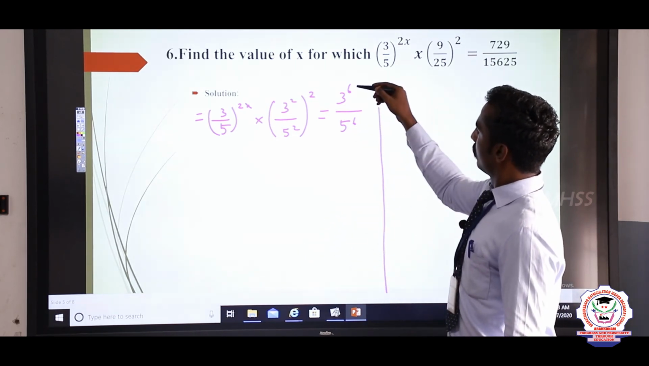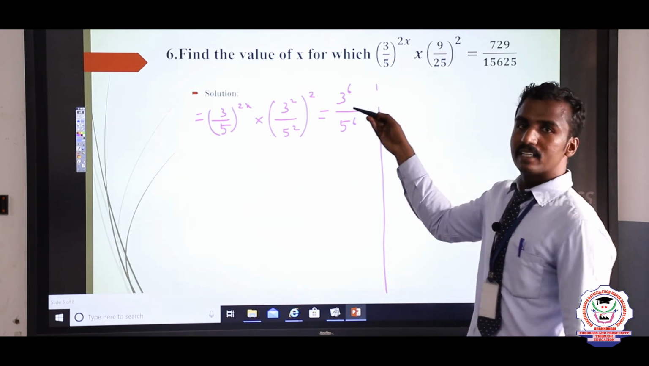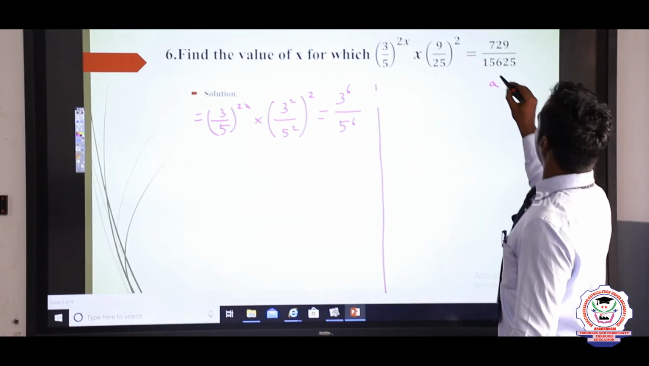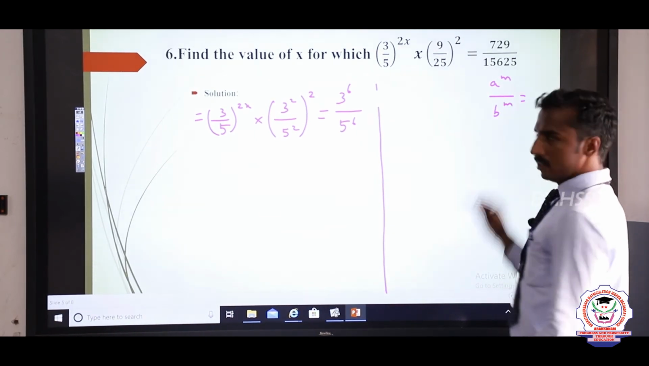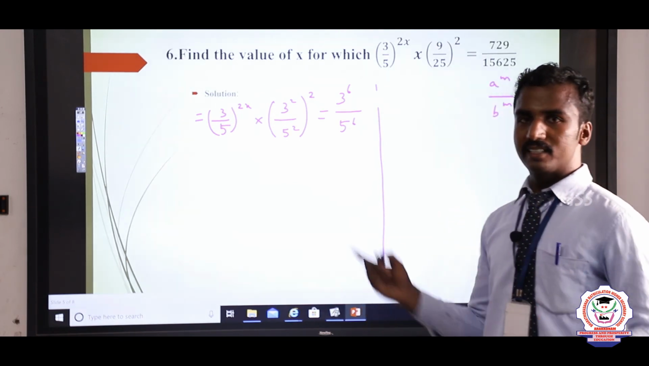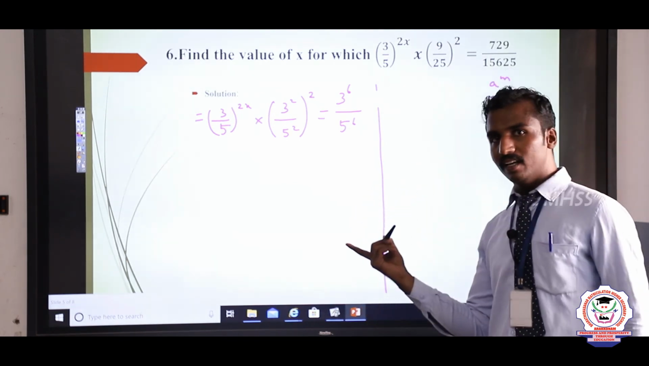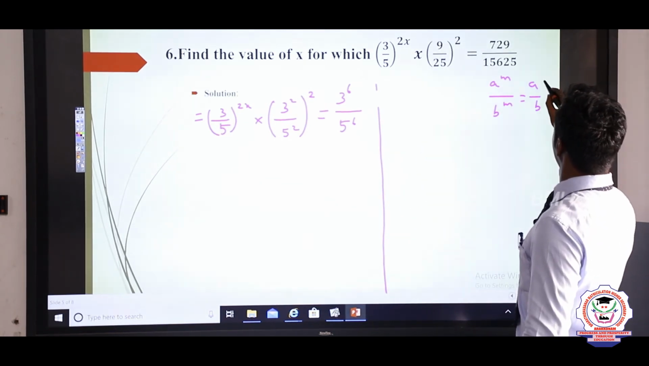3, 5, exponent value 6, 6. So the exponents are equal. What is the formula? A power m divided by b power m is equal to a by b whole power m. So a by b whole power m.